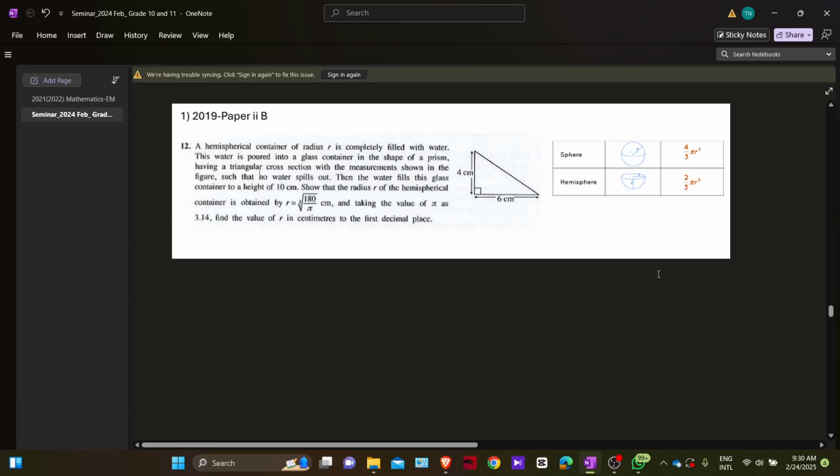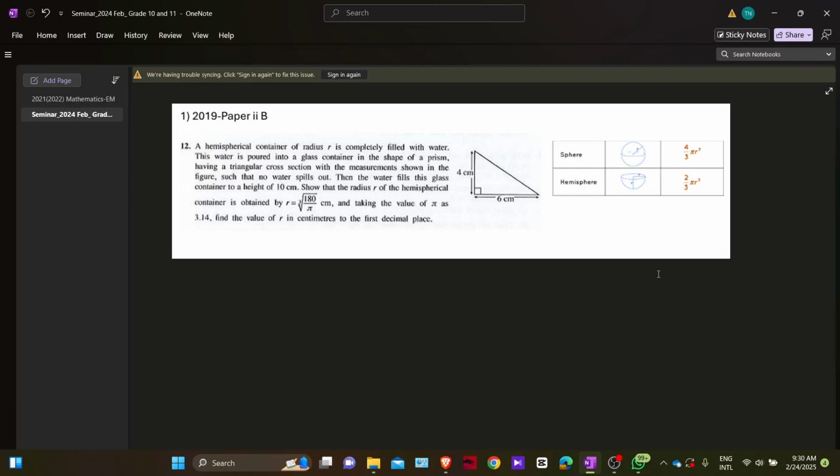Let's move to the question. This is in 2019, paper 2, part B. Usually you will be getting a compulsory question combining the volume part as well as the logarithm part. Here's that question. Okay, let's read it.